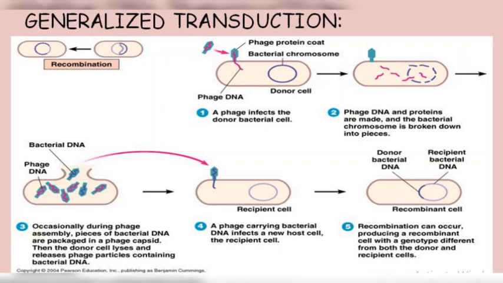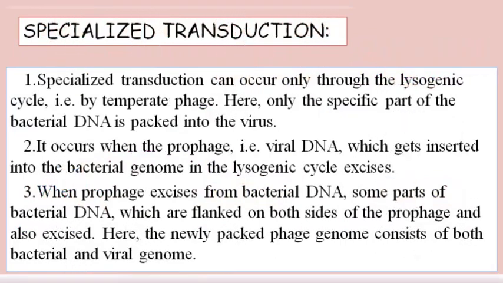Now this is the diagrammatic representation of generalized transduction. From this diagram, we have been cleared about generalized transduction. Next, specialized transduction. Specialized transduction can occur only through the lysogenic cycle. Here, only a specific part of the bacterial DNA is packed into the virus.